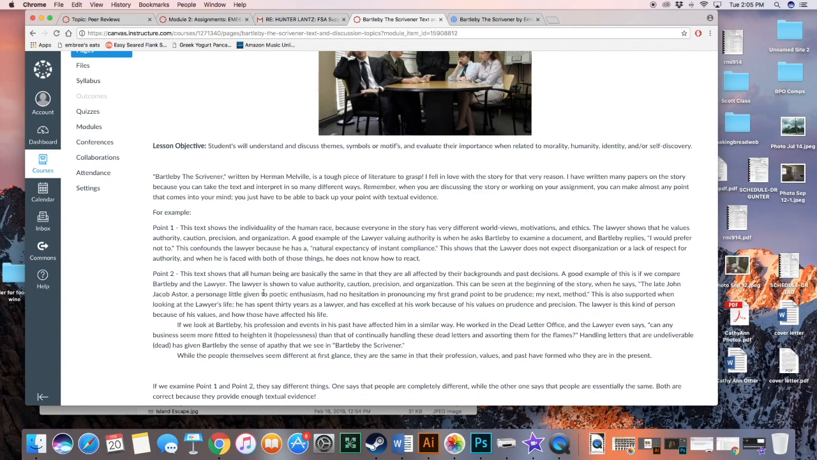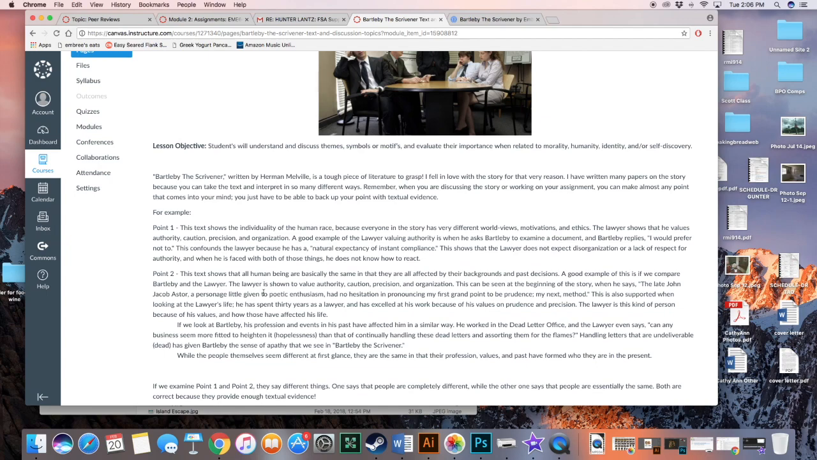Now, if we take a look at Bartleby, his profession and events in the past have affected him in a similar way to that of the lawyer. He worked in the dead letter office, and the lawyer even says, "Can any business seem more fitted to heighten it hopelessness? Can any business seem more fitted to heighten it than that of continually handling these dead letters and assorting them for the flames?" Handling letters that are undeliverable or dead has given Bartleby the sense of apathy that we see in Bartleby the Scrivener. While the people themselves seem different at first glance, they are the same in that their profession, values, and past have formed who they are in the present. So we can see point one is saying that everybody's different because everybody has different backgrounds. Point two is saying everybody is the same because everyone has different backgrounds.